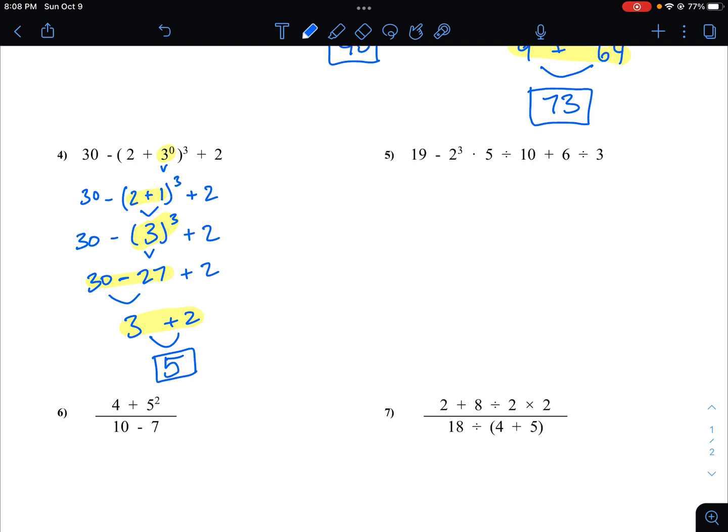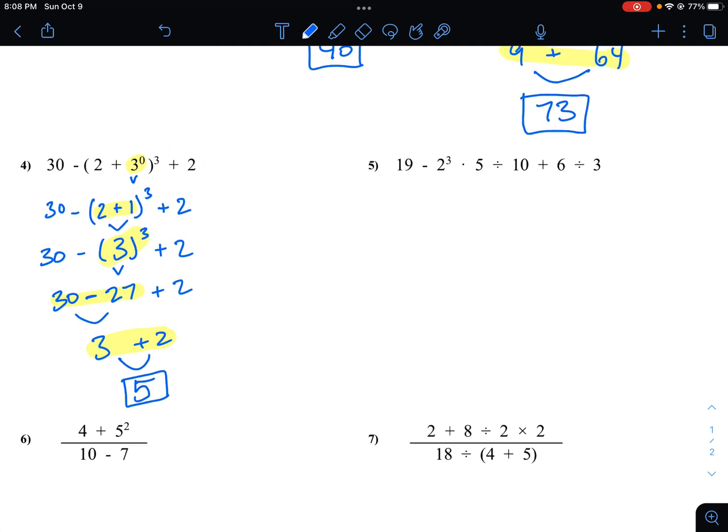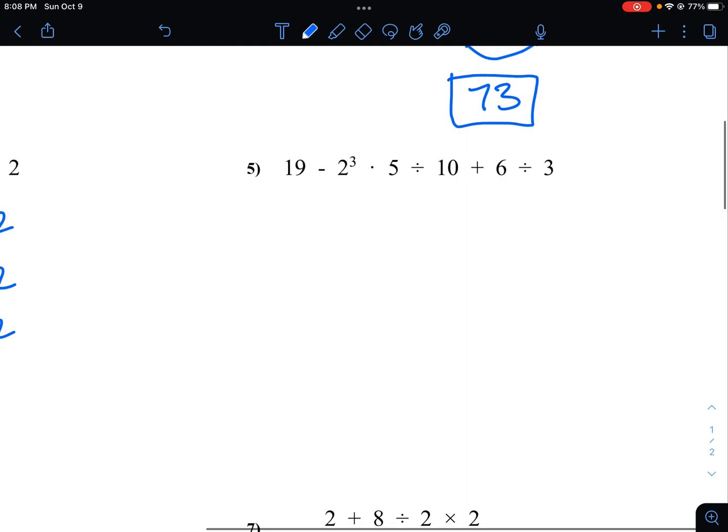All right, speaking of 5, let's do example number 5. We've got 19 minus 2 to the third power times 5 divided by 10 plus 6 divided by 3. This is complicated, no parentheses, but we do have an exponent right here, so we're going to deal with that one first. 2 to the third power is 2 times 2 times 2, which is 2 times 4. 2 times 2 is 4, times 2 again is 8. Bring everything else down, the minus, the 19, the times, the 5, the divided by, the 10, the plus, the 6, the divided by, the 3.